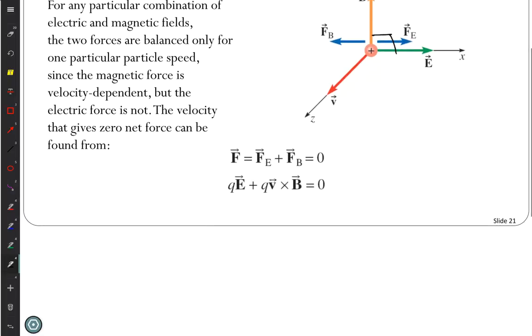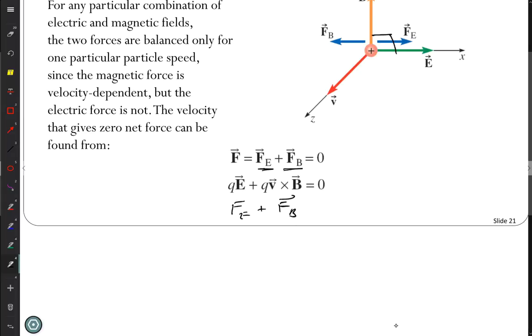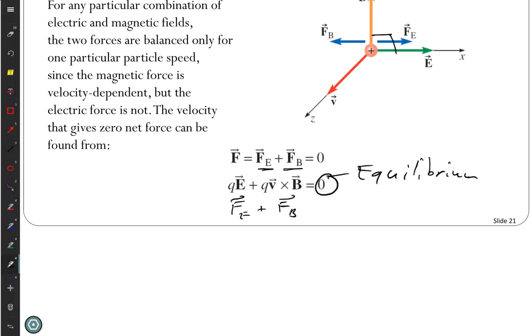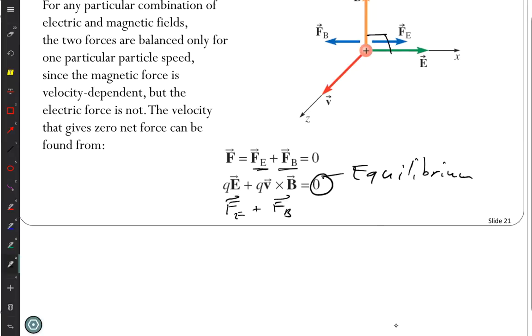And so we say the total force is the electric force plus the magnetic force. And then we just put in the two equations. Electric force is qE, and the magnetic force is qvB. And this is set equal to 0 because of equilibrium being the situation we want. And so that sets a relationship between the electric field strength, the velocity, and the magnetic field, for it to have a constant velocity, to be in equilibrium.